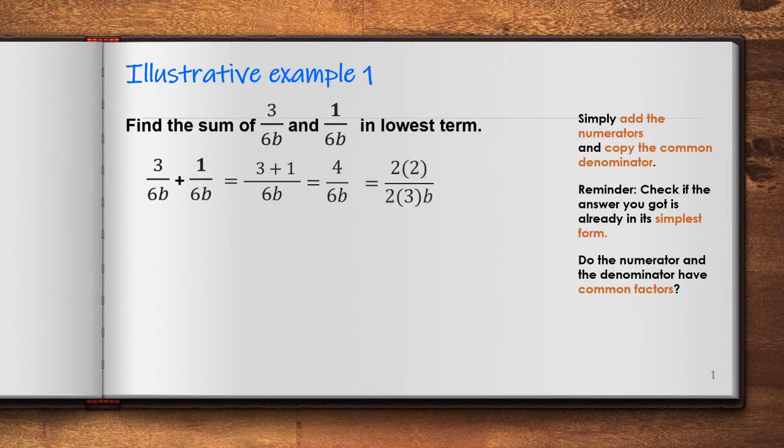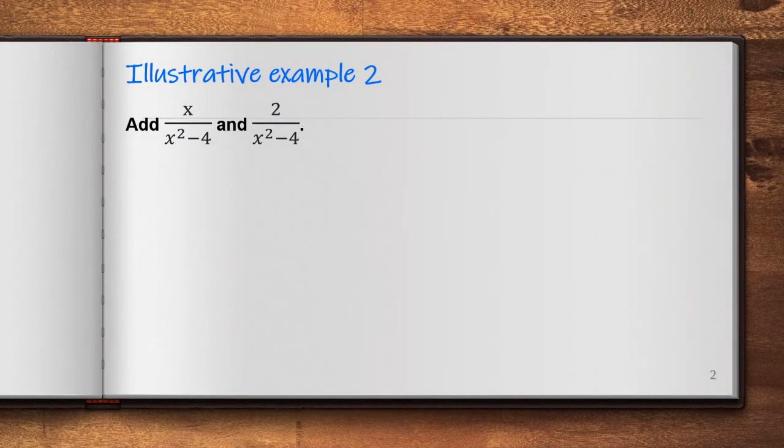That's 2. So let's factor out 4 as 2 times 2 and 6b as 2 times 3 times b. 2 divided by 2 is equal to 1. So what remained in the numerator is 2 and in the denominator 3b. Therefore, the final answer in simplified form is 2 over 3b. Next example, add x over the binomial x squared minus 4 and 2 over the binomial x squared minus 4.